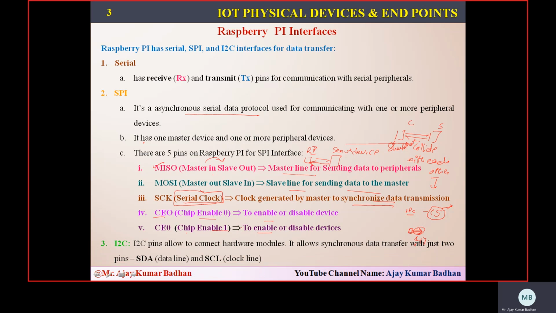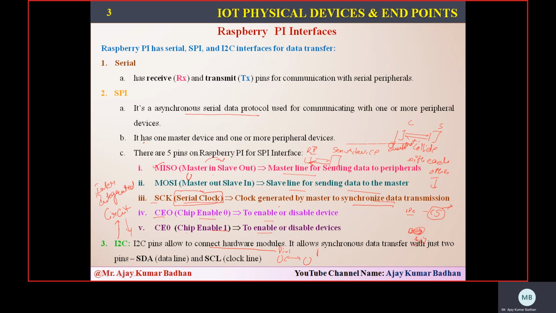The last but not the least, I2C, inter-integrated circuit, is basically used for connecting hardware modules, as the name itself suggests. So what is the main purpose of the inter-integrated circuit? It is used for connecting hardware modules, and it is used for transmitting data between two pins.